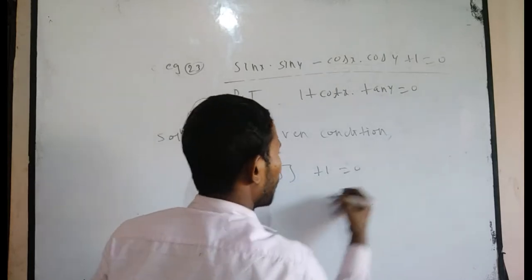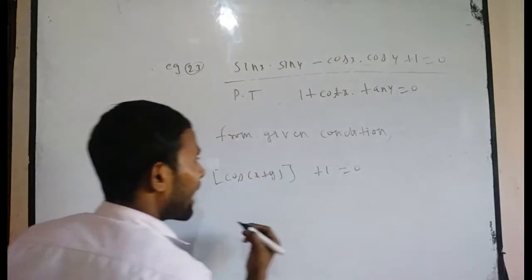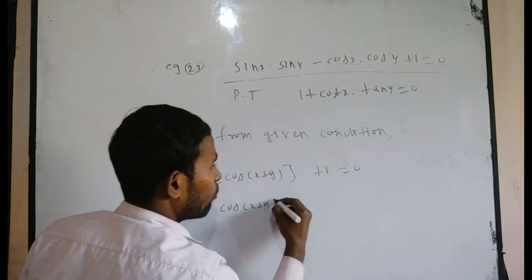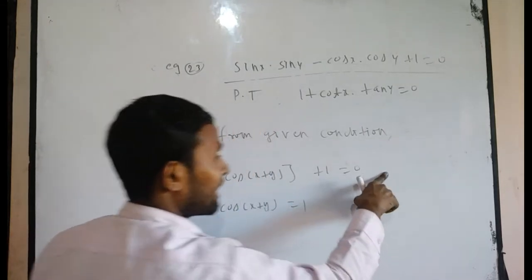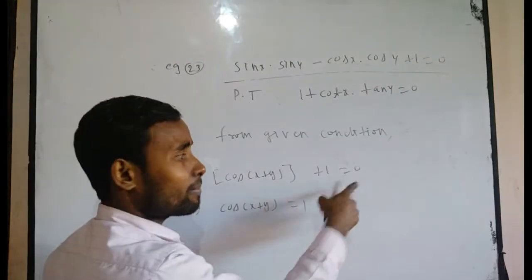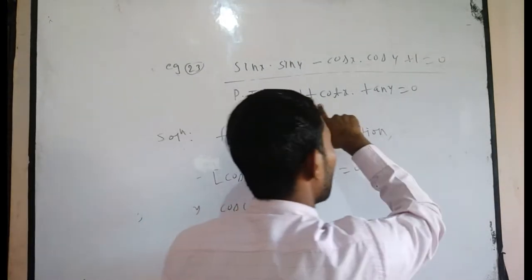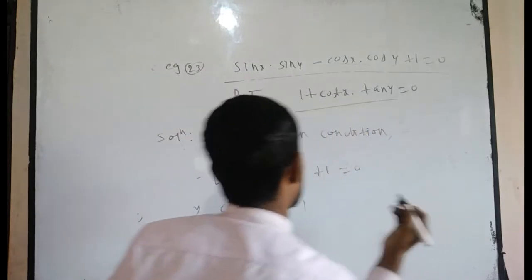Plus 1 is equal to 0. If you take 1 towards the right, you can say that cos(x + y) is equal to 1. Why? Because it will be negative 1, and if you multiply on both sides by the negative sign, you finally get cos(x + y) is equal to 1. Now you have to find the value of 1 + cot x tan y.